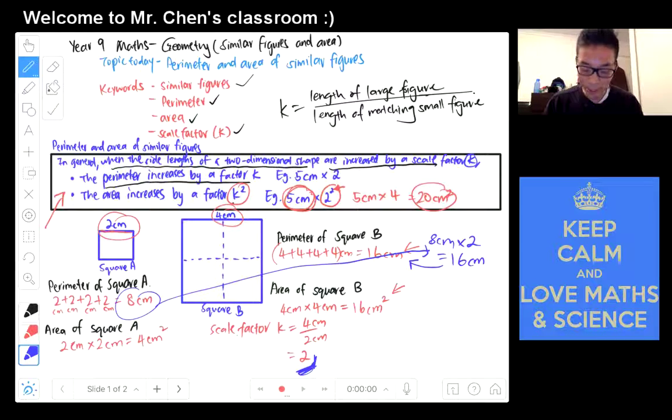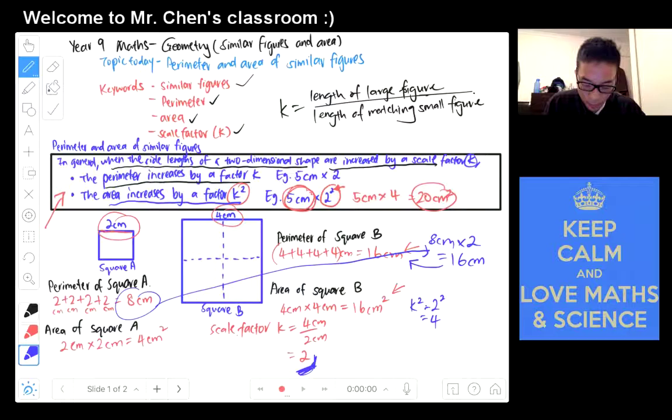And for area, it says here the area increased by a scale factor K squared. So first you need to square your scale factor. So K squared in this case will be 2 squared, which is 4. Yeah, 2 multiplied by itself is 4.